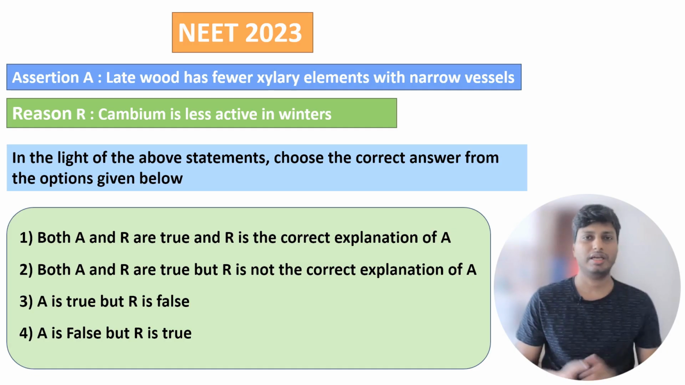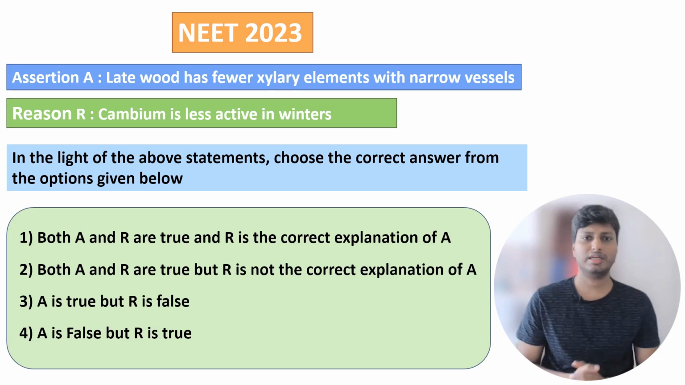So dear students, in NEET 2023 Biology paper, there was this particular question which was of assertion and reason type. So let me read the question for you all. The question is, assertion A, late wood has fewer xylem elements with narrow vessels, and the reason R is cambium is less active in winters.